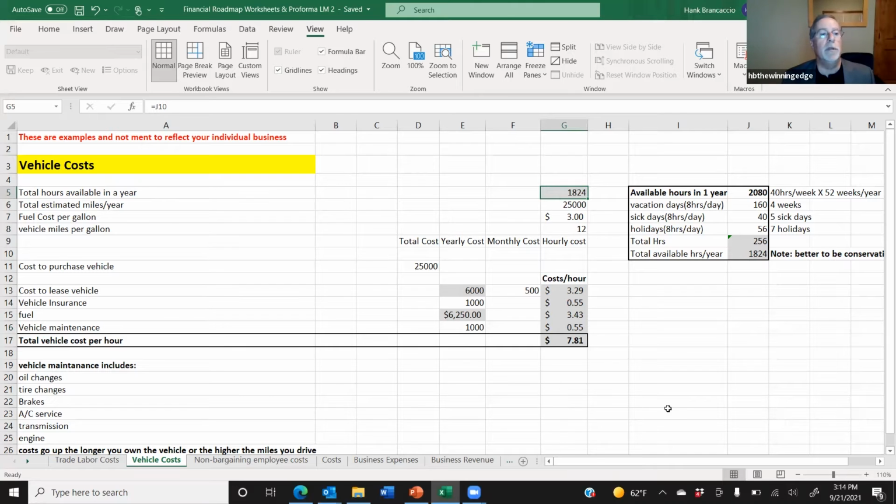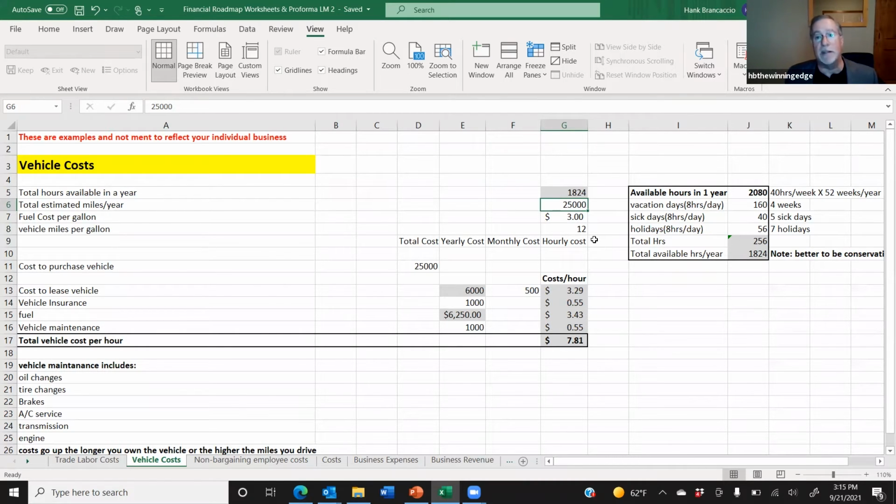Total hours available in a year. Now you get into crystal ball time. Okay, I'm starting a business. How many miles a year am I going to drive? I will tell you that this depends on where you're located geographically. When I worked in Milwaukee, we could pretty much be close to around 25,000 miles a year. But if you're in a remote area of the country or the state, you could easily do 40,000 miles a year.